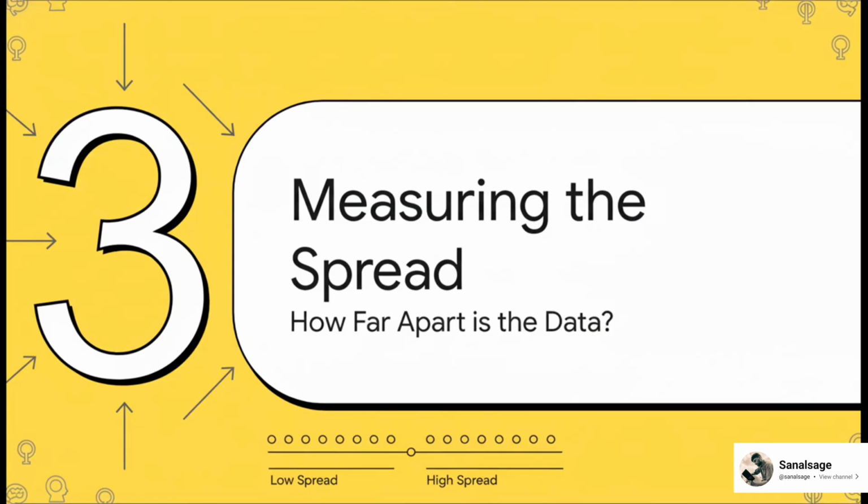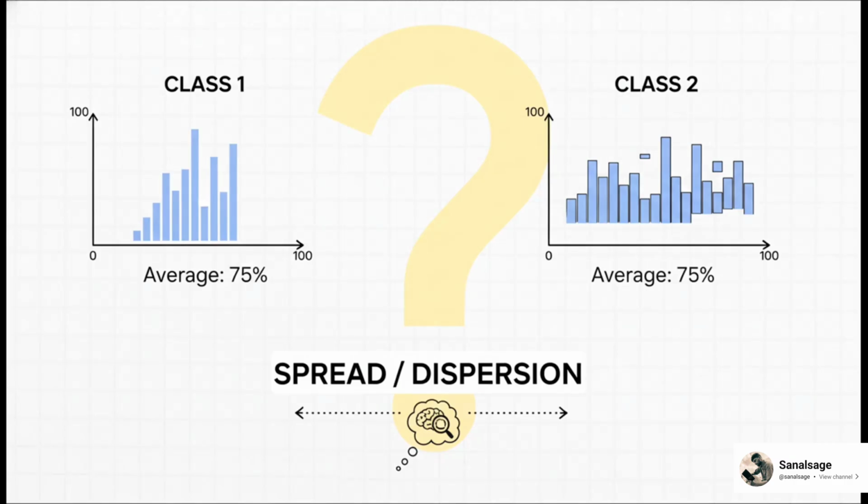Okay, great. We now know how to find the center of our data, but that is only half the story. Now we need to figure out how to measure the spread. This tells us if our scores are all bunched up together or if they're scattered all over the place. Because really, think about it.